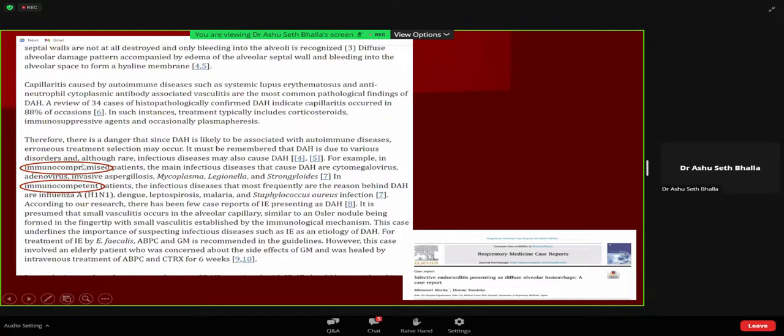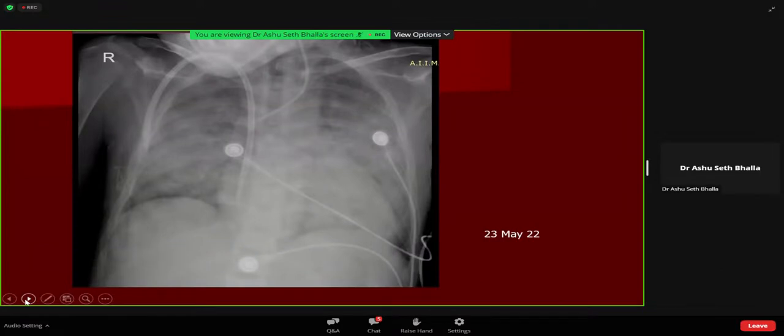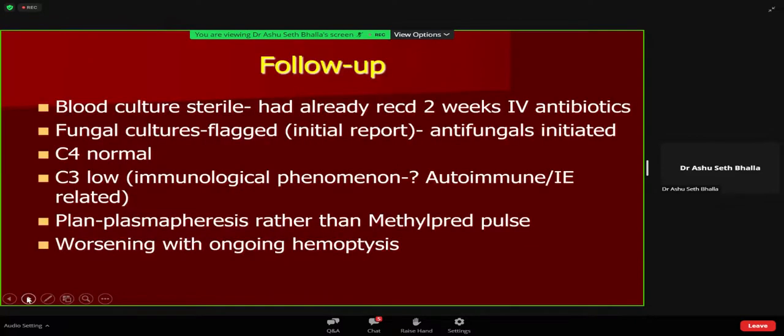So you can predict the organism based on whether your patient is immune compromised or immune competent. In an immune compromised patient, you can have opportunistic organisms: CMV, adenovirus, aspergillus. In immune competent patients also, influenza itself, leptospira, and dengue are the common ones which we have encountered, which can result in diffuse alveolar hemorrhage. This patient also, we have even given plasmapheresis, but it looks like an uphill task and we will not be able to save him because he's continuously bleeding despite all efforts.